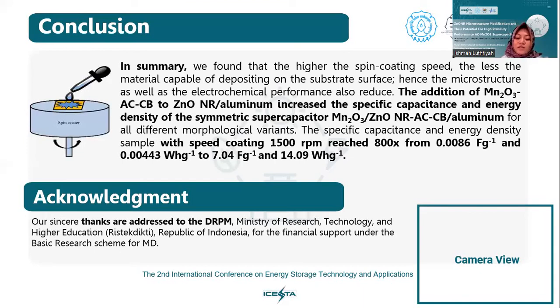And lastly, the specific capacitance and energy density of the sample with the spin coating speed of 1,500 rpm reach up to 800 times, from 0.0086 farad per gram and 0.430 watt hour per gram to 7.04 farad per gram and 14.09 watt hour per gram.